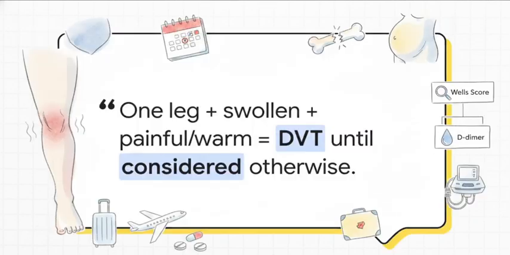We absolutely have to start with the D, DVT. One leg plus swelling plus pain or warmth equals DVT until considered otherwise. This is your primary do not miss diagnosis. You're looking for typical triggers, a history of recent surgery, immobility, cancer, long travel, or maybe pregnancy. But here is the critical point. Clinical examination alone cannot reliably exclude a DVT. No way. You've got to use a proper diagnostic pathway like a Wells risk score, followed up by a D-dimer blood test or a venous ultrasound.